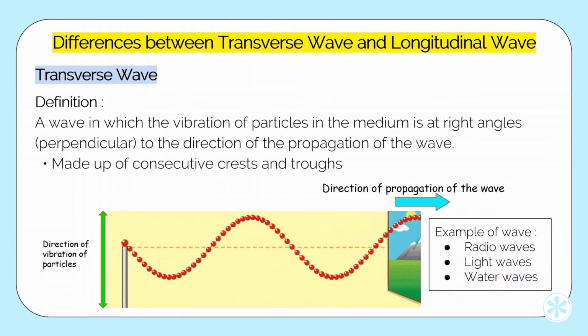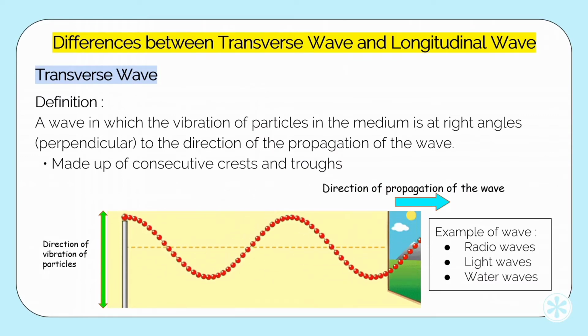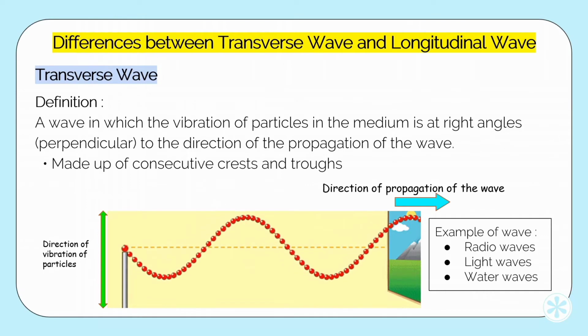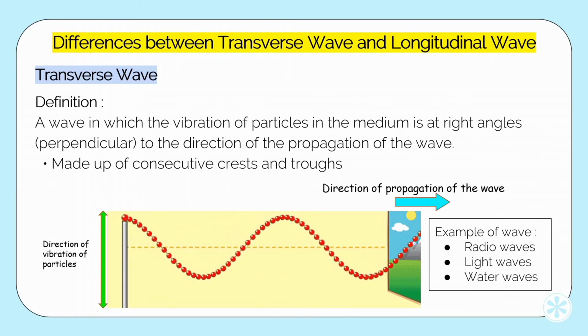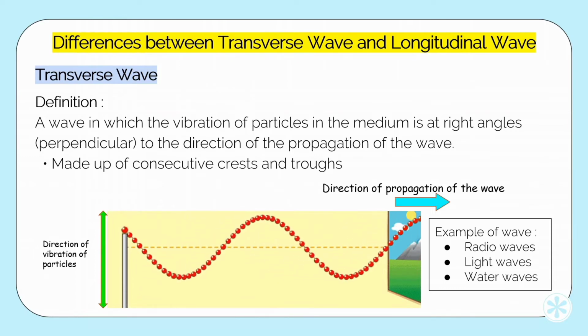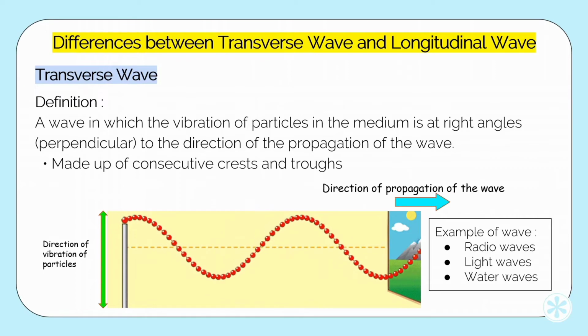Next, the differences between transverse wave and longitudinal wave. A transverse wave is a wave in which the vibration of particles in the medium is at right angles, perpendicular, to the direction of the propagation of the wave, and the transverse wave is made up of consecutive crests and troughs.